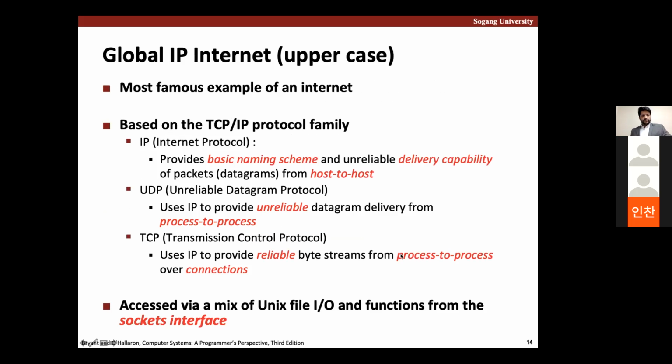Okay, so we have seen that the internet was a common example, the global IP internet, with the i in uppercase. This global IP internet is the most famous and successful implementation of an internet, and basically it has existed in one form or another since 1969. So it's not something new, but it's an example of an internet.